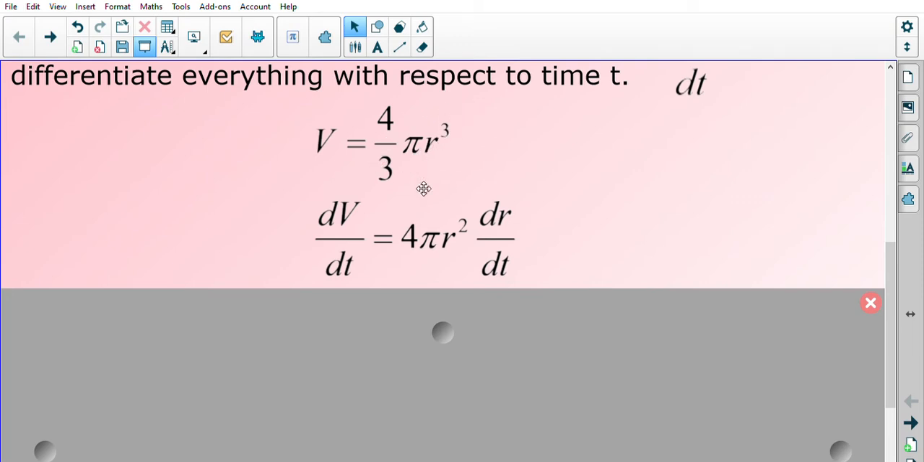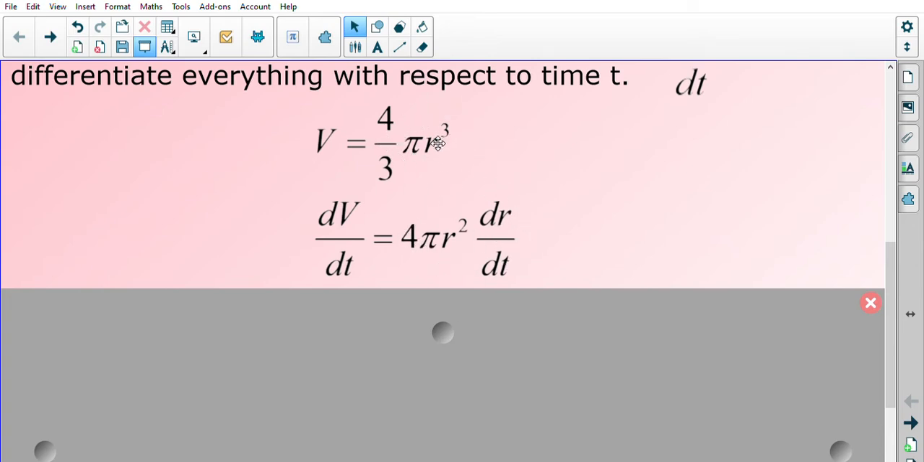So if I differentiate using the chain rule, I differentiate r normally, so the 3 comes down, multiplies with 4/3, that gives me 4 there. I take 1 off the power, that'll be a power 2, so it'll be 4 pi r squared, which is what I've got there. But then I need to remember to multiply that by the differential of r, which is dr/dt, my rate of change for r there. So that differentiates using the chain rule to that there.